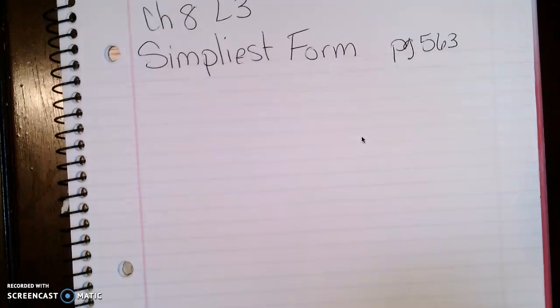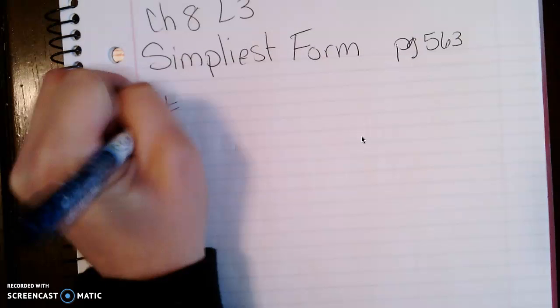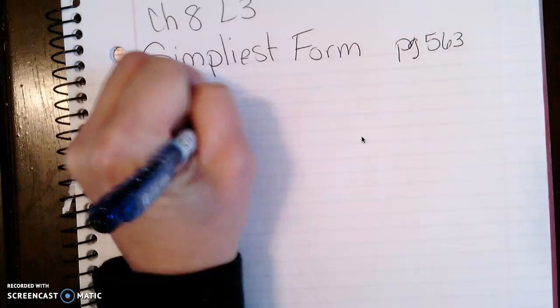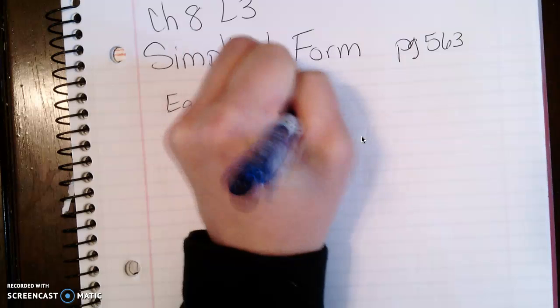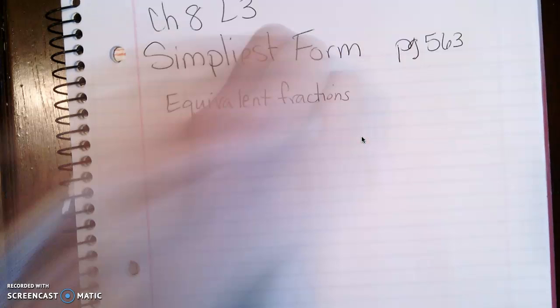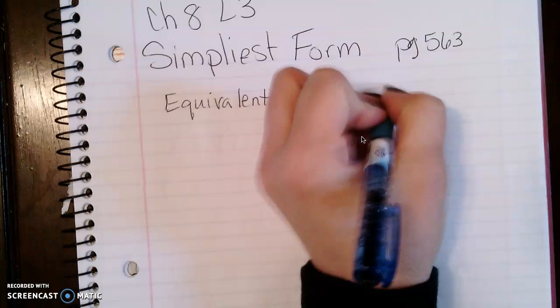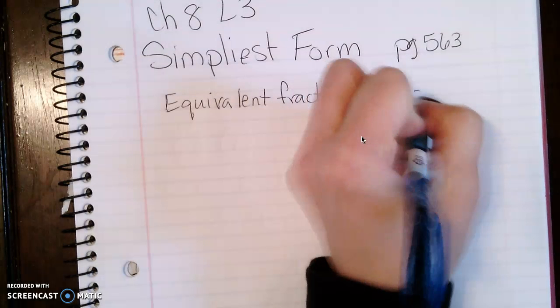Now we are talking about fractions, and simplest form is when we take our fraction and bring it down to the lowest equivalent fraction that we can. So equivalent fractions are fractions that name the same number, the same value. So equivalent fractions would be fractions like 3/6 is equal to 1/2.